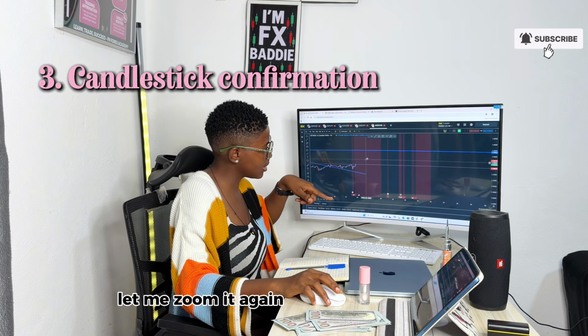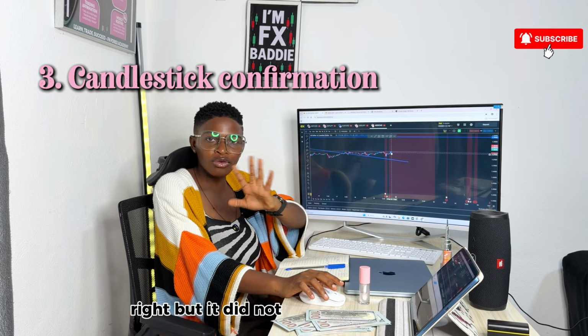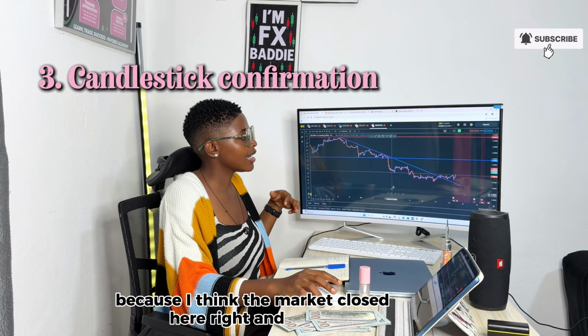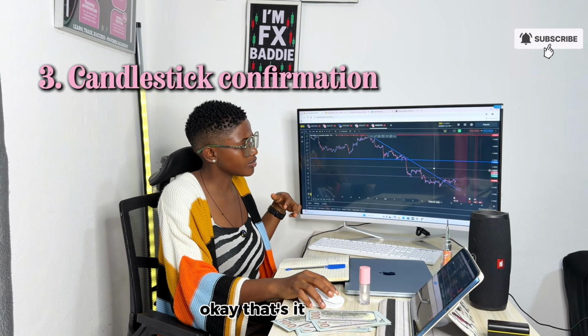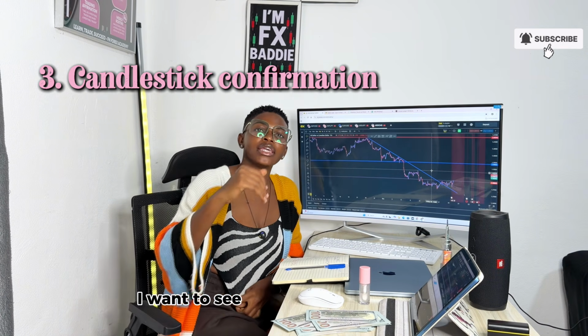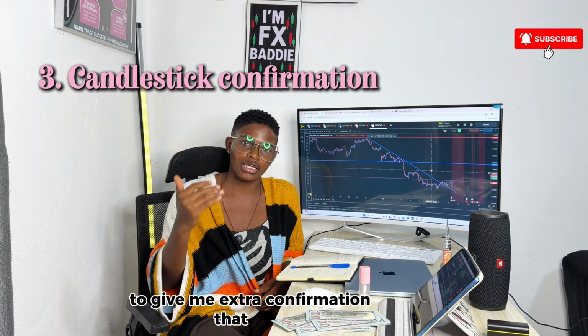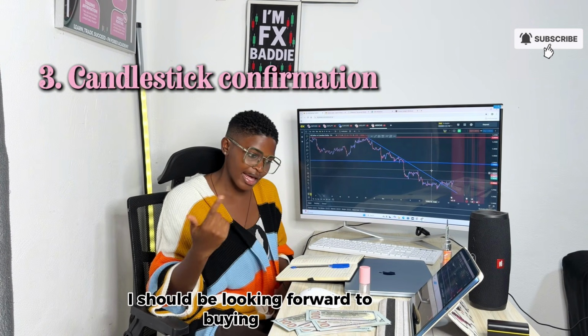Let me zoom it again so you guys get to see. Like this, right? But it did not really form because I think the market closed here. Yeah, so I want to see that particular candle form to give me extra confirmation that, okay, I should be buying, I should be looking forward to buying.